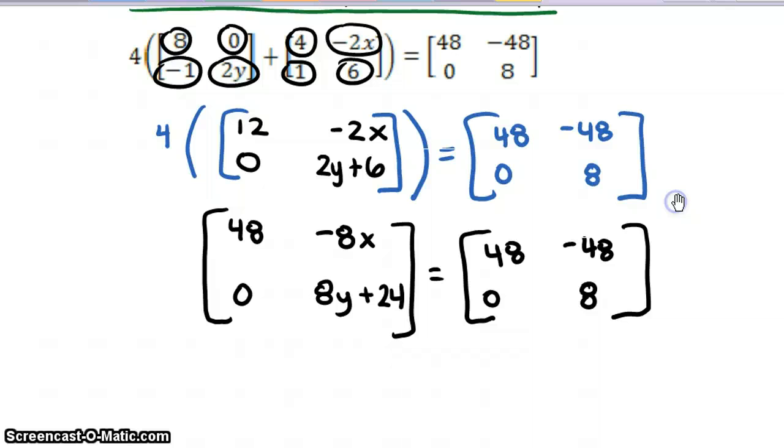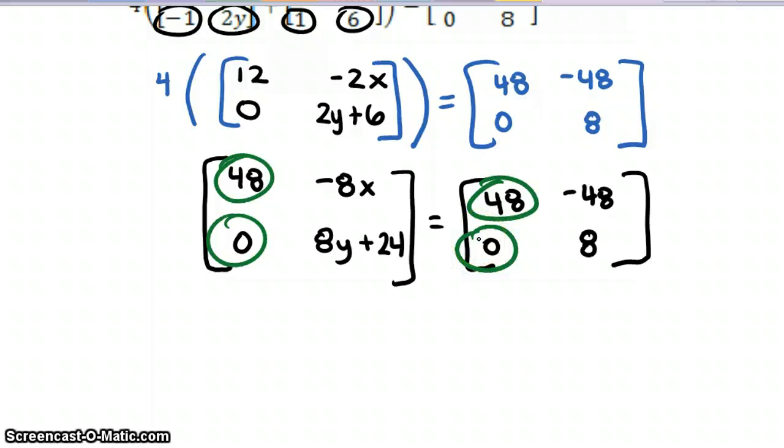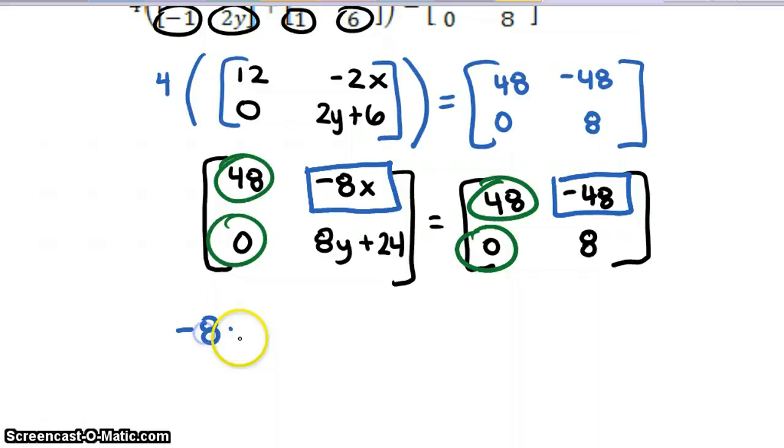And then what you'll notice is a couple things. 48 is equal to 48. So these are equal matrices. We got 0 and 0 in the right spots. And what you'll notice is negative 8x is supposed to equal negative 48. So we're going to go ahead and make that our expression, and we're going to solve for x. In this case, x equals 6.